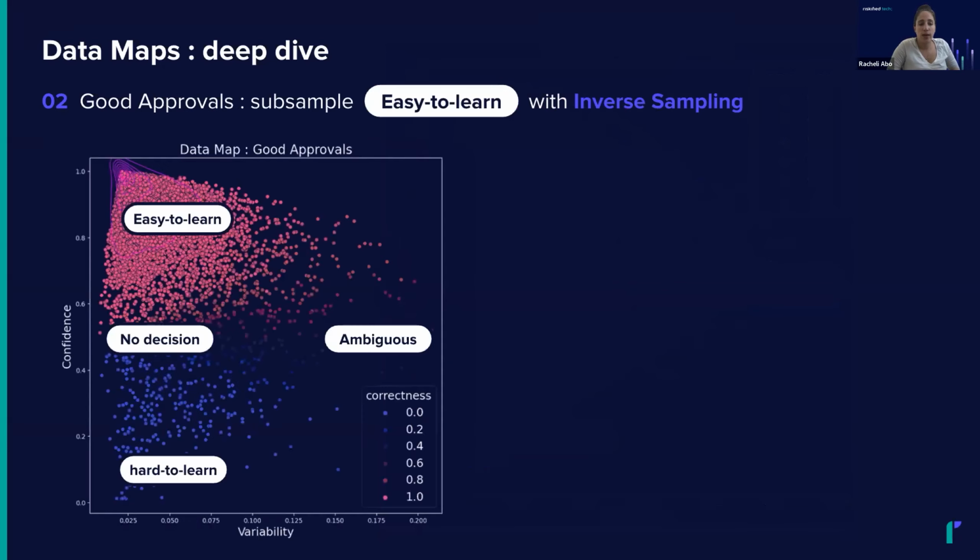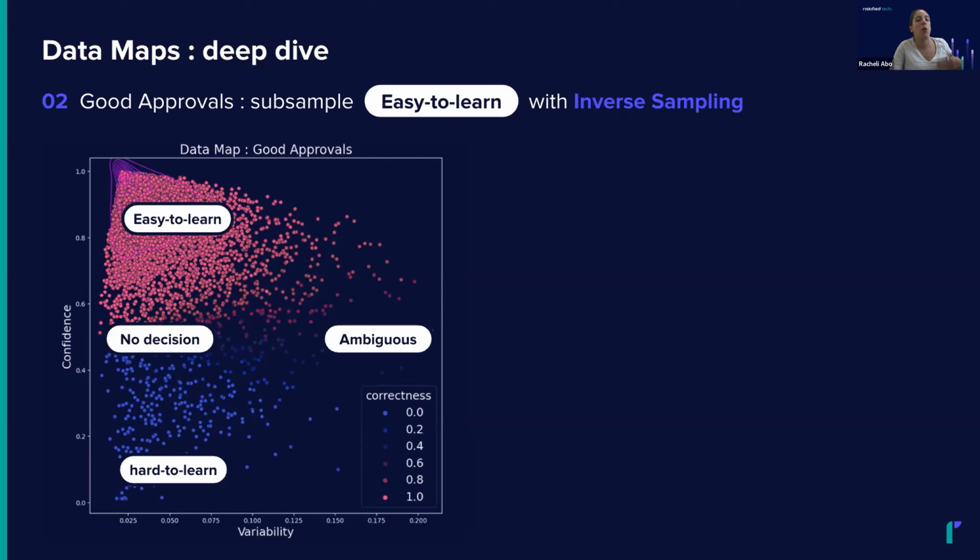Let's see another example. So here we are looking at the same data map, only this time filtered for good approvals. Good approvals, we have a lot. We can play with and work with them and do whatever we want with them. What you can see on the data map is that we have even more extreme high density around the easy to learn area. If we are looking at the most obvious cases, cases where confidence is close to 1 and variability is close to 0, you have an even more extreme density in that area.